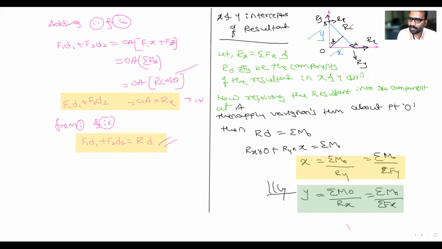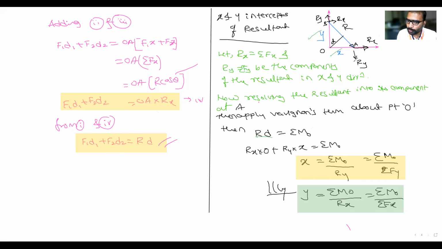So resultant force R into D, I have written, is equal to the summation of moments about point O. What are the components of R into D? Rx is passing through the moment center. Is there any perpendicular distance for Rx? No. So that's why I have written it is 0.